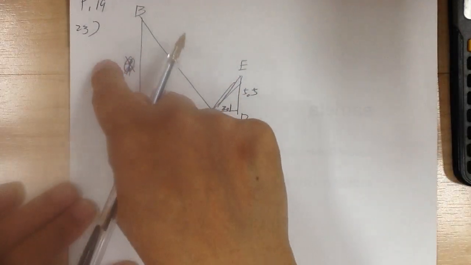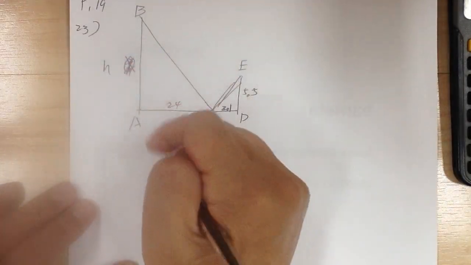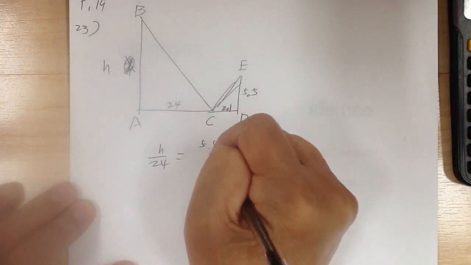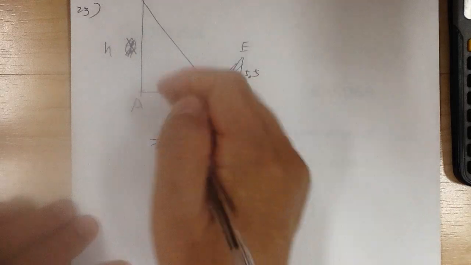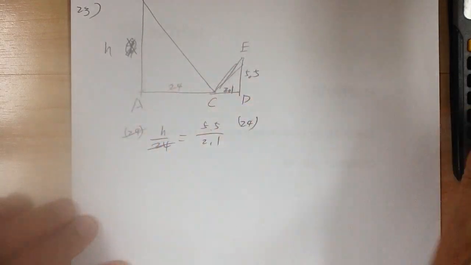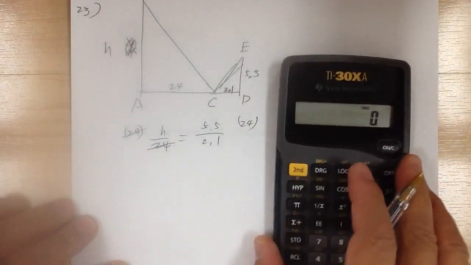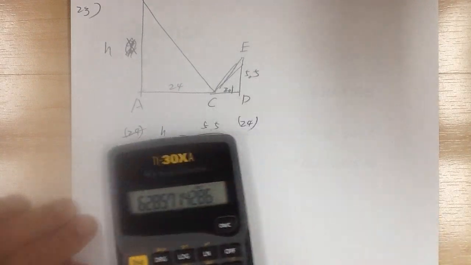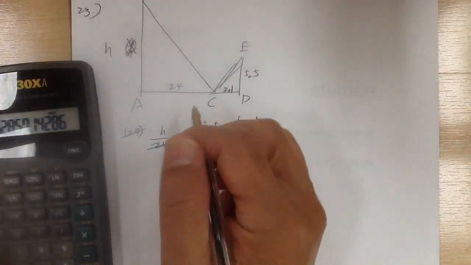So again, I'm going to use similar triangles. So h over 24 equals this over this. Then multiply by 24 to get rid of the denominator. So I get 5.5 times 24 divided by 2.1, equal, and this will equal 63 feet.